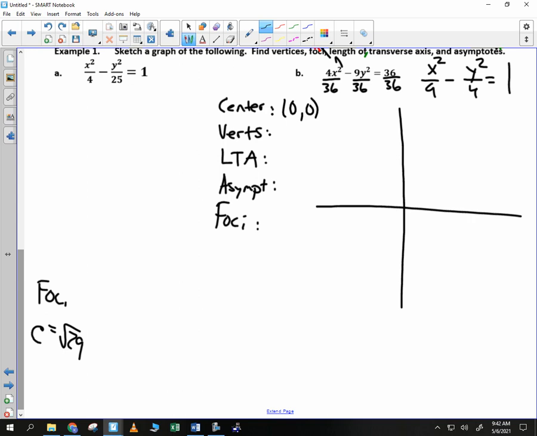So I plot (0, 0). I make my box. How many units do I go in the x direction? 3. How about the y direction? I can't even draw my asymptotes.